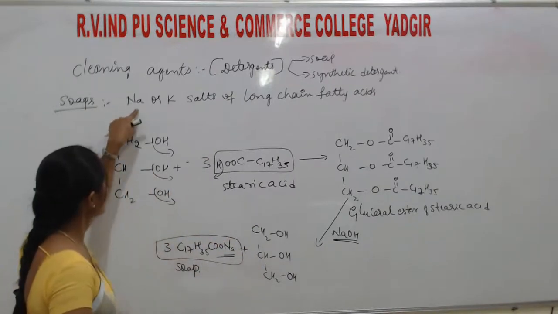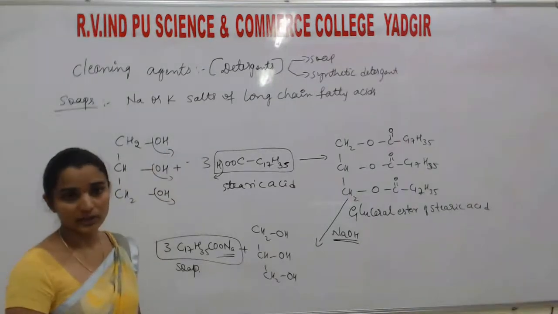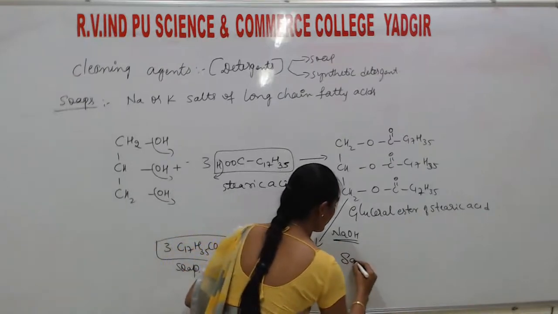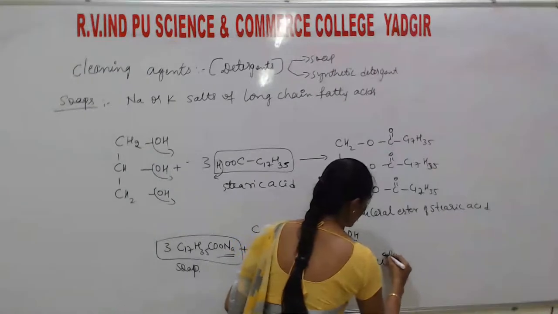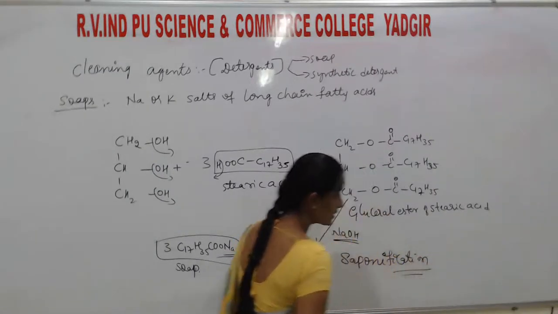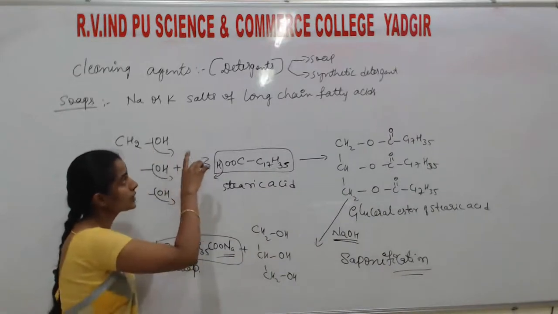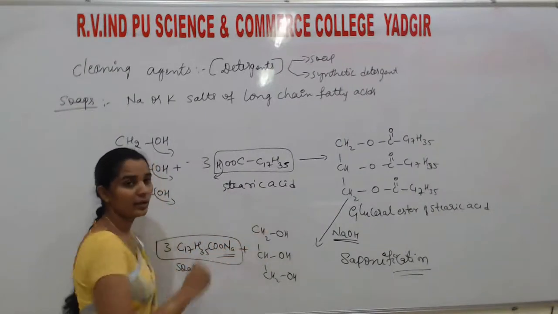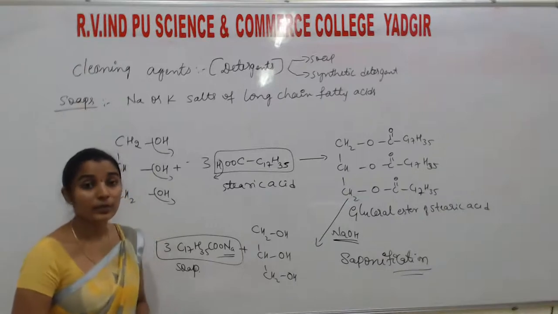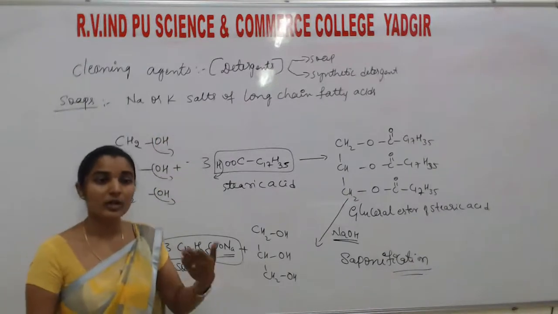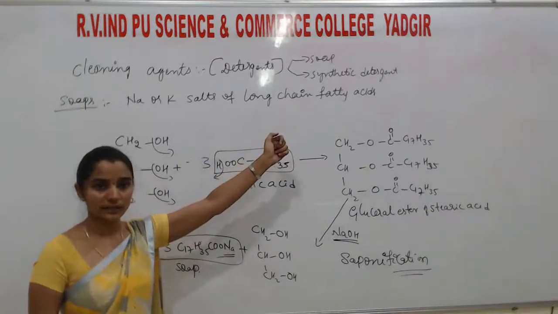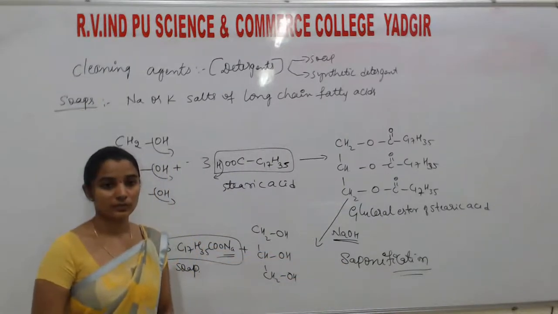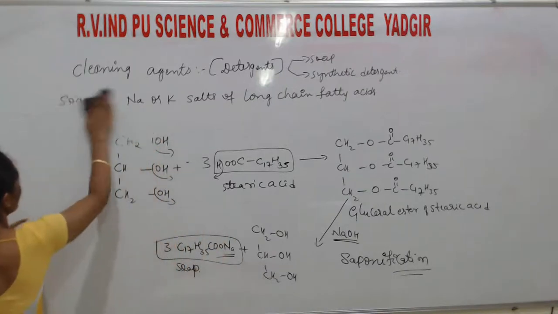What are soaps? The sodium or potassium salts of the long chain fatty acids. This is the reaction it takes, and this reaction is called saponification. This is very important. What is saponification? It means preparation of sodium or potassium salts of the long chain fatty acids by using glycerol, fatty acid, and NaOH. Understand? Preparation of soap. What are those soaps? Sodium or potassium salts of an acid. That process is called saponification. Understand? So the next one is detergents.